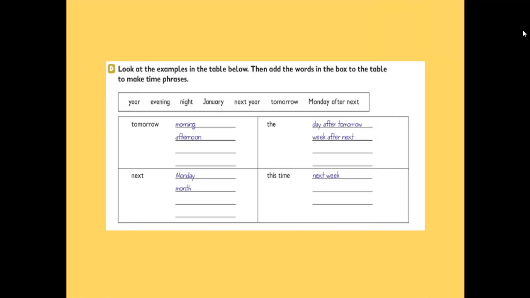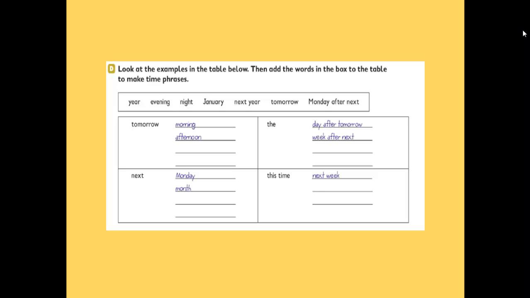Number D in your course book. Number D says, look at the examples in the table below. Then add the words in the box to the table to make time phrases. Here in the box we have year, evening, night, January, next year, tomorrow, Monday after next. We have to put these expressions, these time phrases, in the proper position.